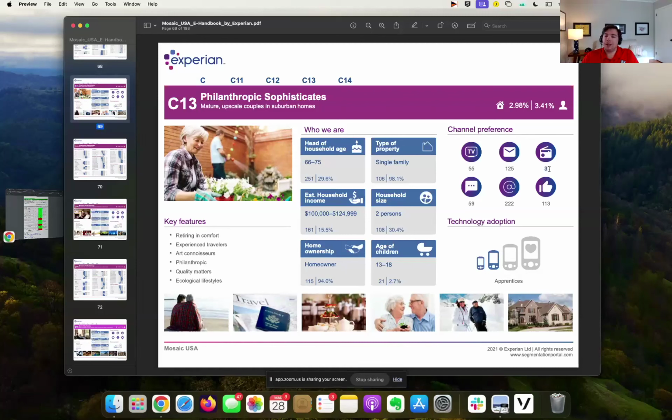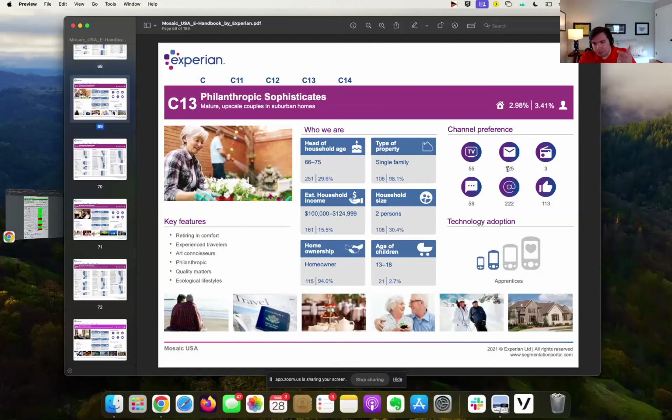It's not through radio. Remember, our baseline's 100. This is a 3. Very low probability. Not through television, not through text message. The way that we are going to most likely engage with them is going to be through an email. You can see the index score of 222. Through social media, they're above the index score. And then snail mail, 125.